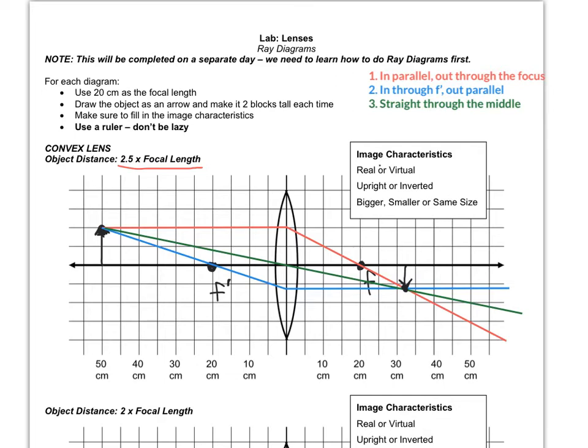And so what we'll see, this is a real image because the rays actually come together. It, of course, is inverted because it's flipped upside down, but we knew that as soon as we knew it was a real image because all real images are inverted, and it is smaller than our object. Our object was 2 blocks tall, and we see that this is a little bit less than 2 blocks tall.